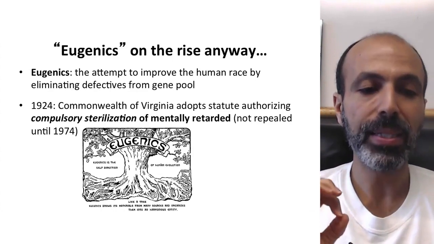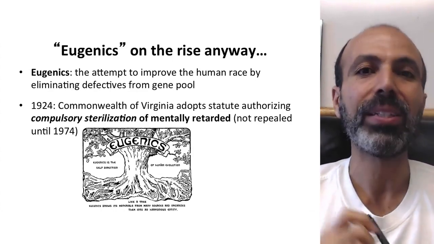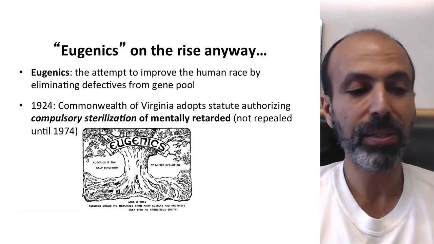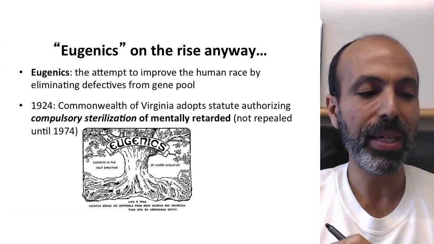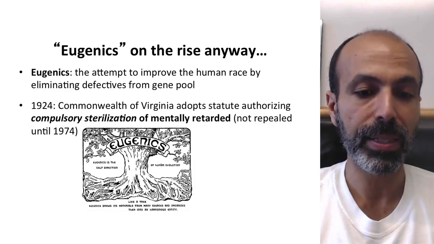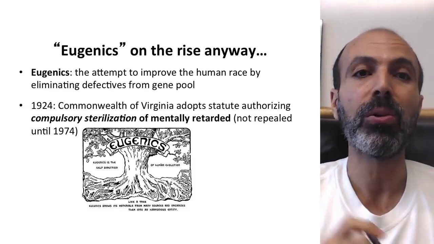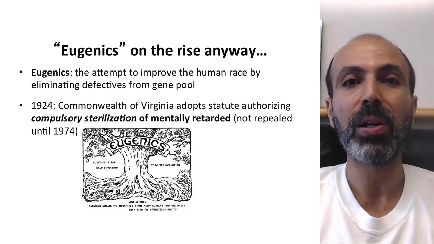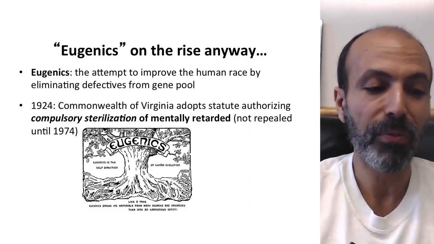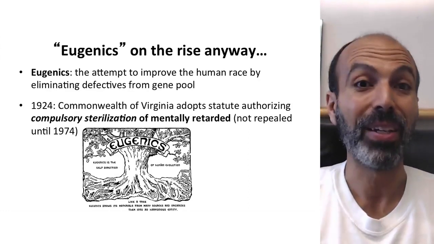So eugenics is the attempt to improve the human race by eliminating those deemed defective from the gene pool. Now, this is very questionable, but nonetheless it was applied quite a bit. So I'll give you a couple of examples. In 1924, the Commonwealth of Virginia, which is one of the states in the United States, adopted a statute authorizing compulsory, so mandatory, sterilization of the mentally retarded. That's just amazing. I was personally shocked. I had no idea this was true. And in fact, this statute was not repealed until 1974, well into my lifetime.